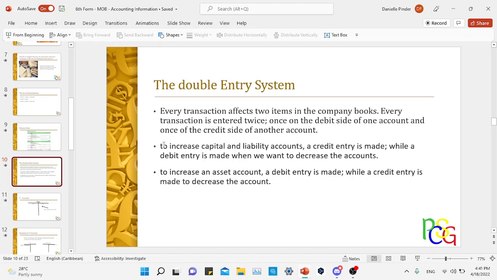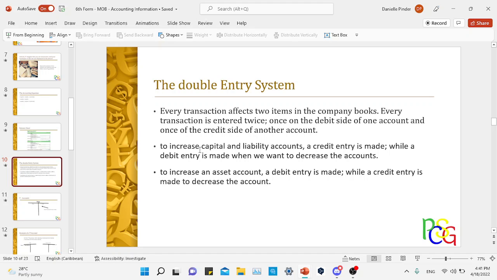So I think I have generally explained all of that, right? But if it was a credit, as I said, to increase a capital or a liability, you would always credit it, while you would put the account in a debit if it is to decrease that account. So for example, a liability would be wages, right? So wages is a liability.